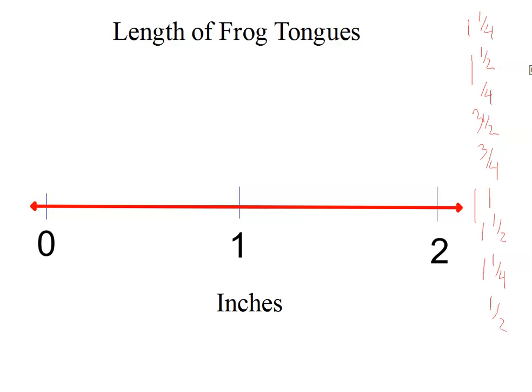Checking this one out. So we got lengths of frog tongues. What fun to measure. And we're labeled in inches. I come check my data. We got some in halves. We got some in fourths. And we got some in 3/4. So between 0 and 1 is going to be 1/2.